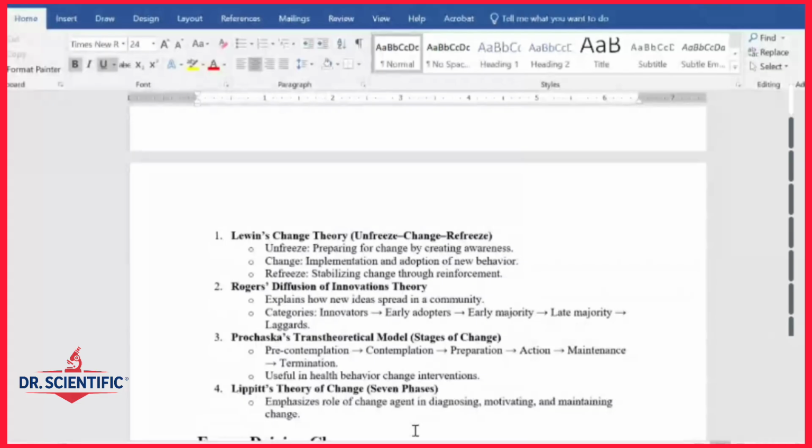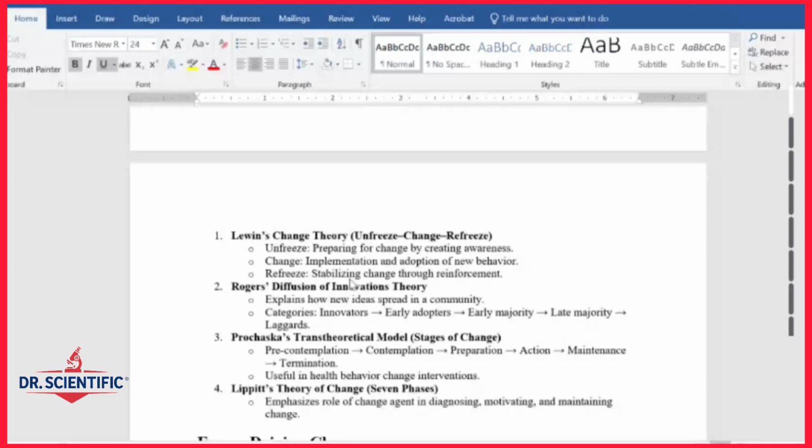So these are some of the models that are being utilized in the health sector or in the nursing fraternity that are guiding us on how change can occur. And if you look at these particular models, each and every one was having his or her own narrative in which they view change. You see, Lewin is talking of unfreezing, and then there is change, and then you refreeze.